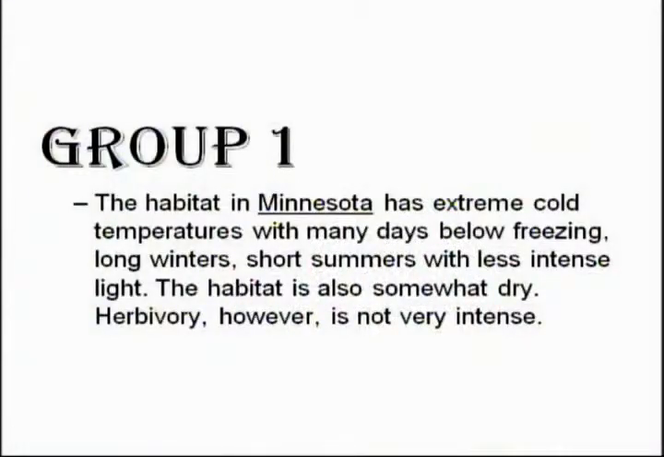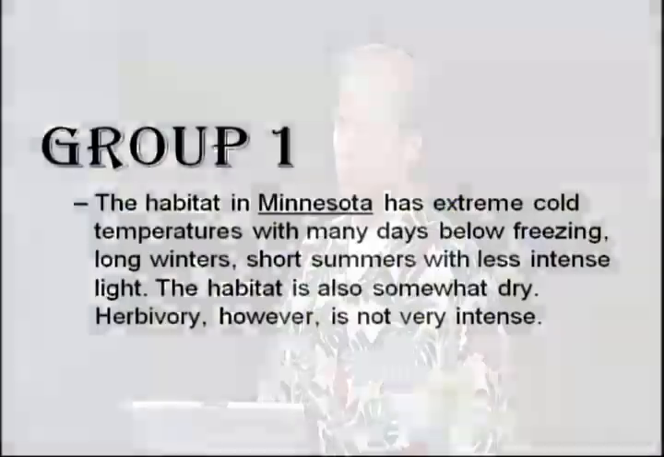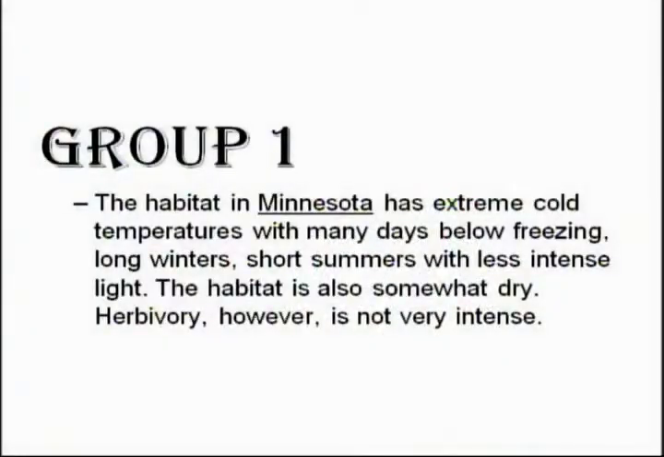Well, here's what the book says, or this is the solution answer. Let's see how close it was. The habitat in Minnesota has extreme cold, right? Extreme cold temperatures with many days below freezing, long winters, short summers with less intense light. Why would that matter? Because this plant needs light. Yes, they need light to grow, right? The habitat is also somewhat dry. Herbivory, however, is not very intense. So you got most of those. Good.